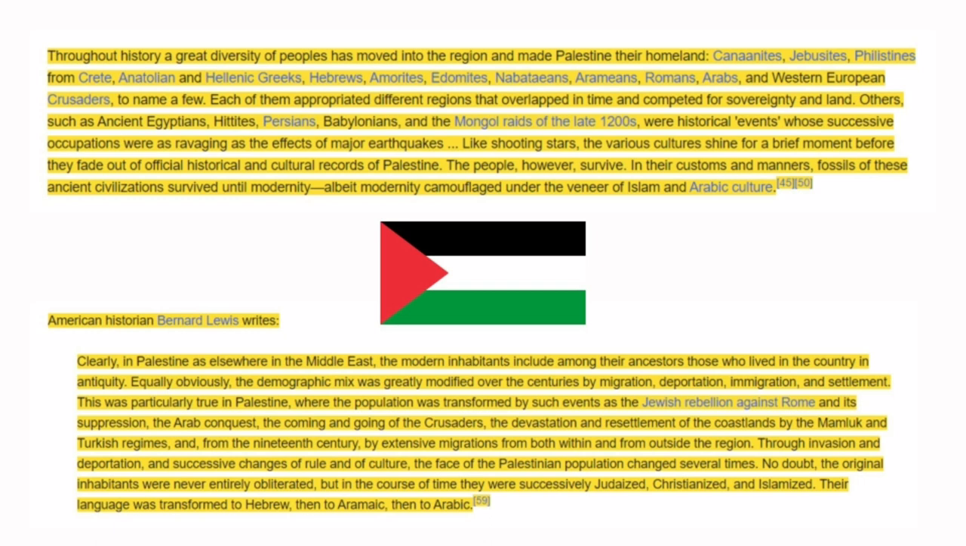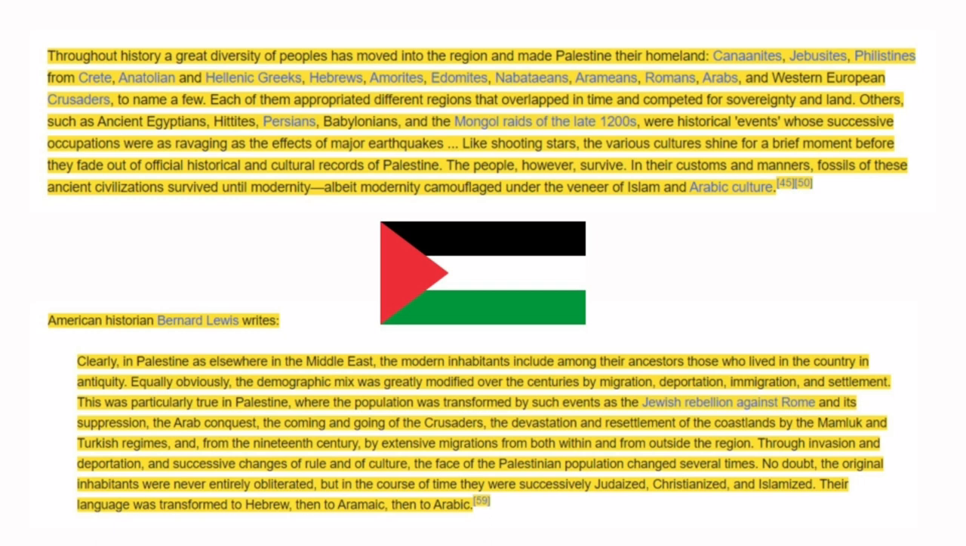Others, such as ancient Egyptians, Hittites, Persians, Babylonians, and the Mongol raids in the late 1200s. Yes, even Genghis Khan left babies or children in the land of Palestine, Israel. Were historical events whose successive occupations were as ravaging as the effects of major earthquakes. Like shooting stars, the various cultures shine for a brief moment before they faded out of official historical and cultural records of Palestine. The people, however, survived, and their customs and manners.